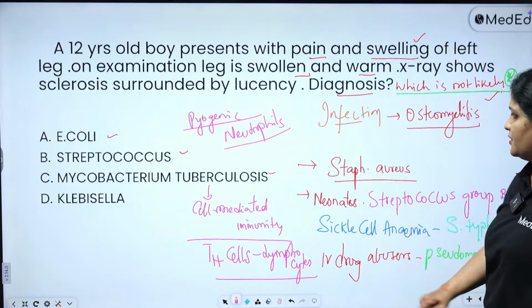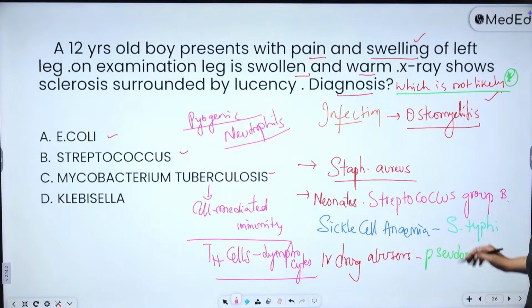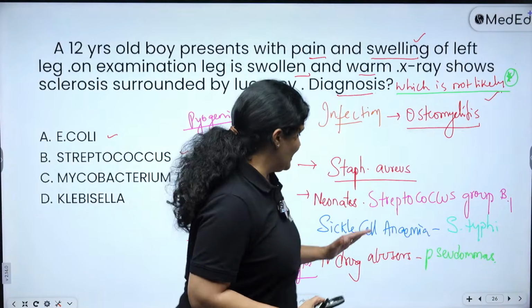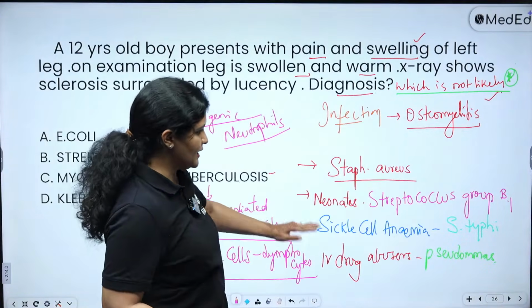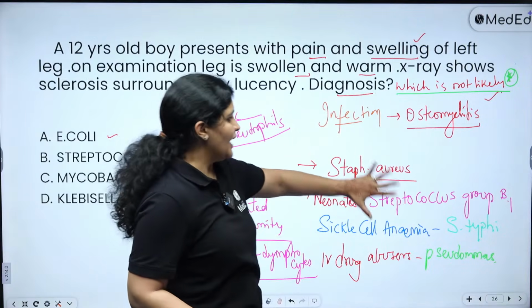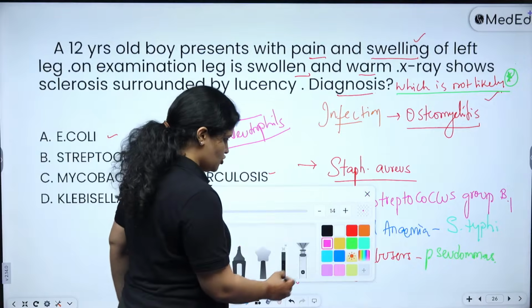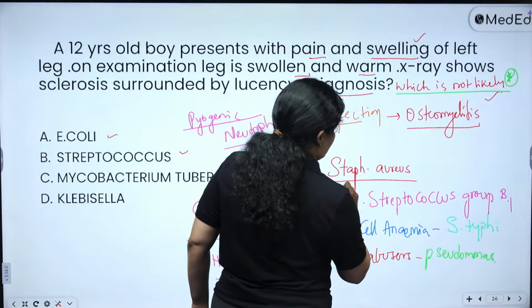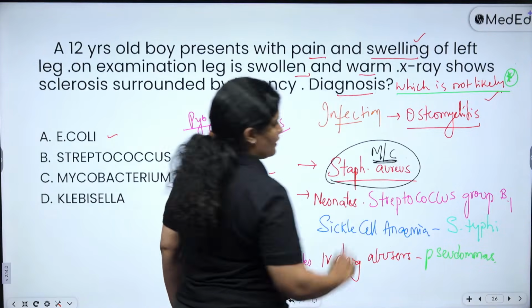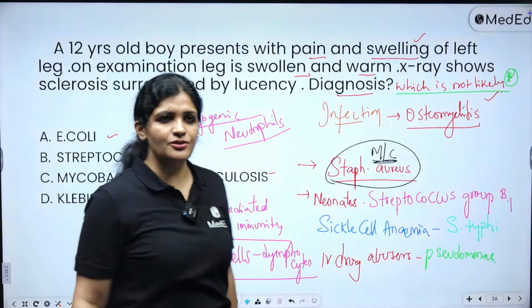But all of this will produce what is called a sequestrum. And remember, certain bacteria are involved in causing osteomyelitis: in IV drug abusers it is Pseudomonas, in sickle cell it is Salmonella typhi, in neonates it is Streptococcus group B, and for the rest, most commonly, what you have to remember is Staph aureus. This is the most common. Okay, clear? Any doubts?